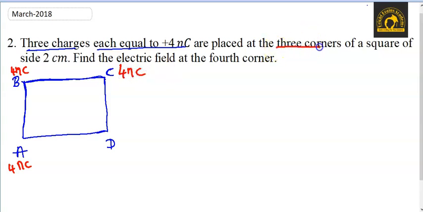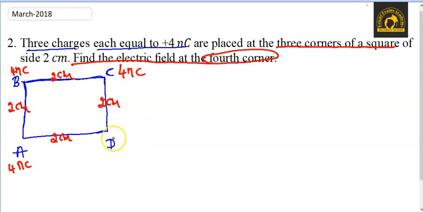They are placed at three corners of a square. The side is 2 centimeter. Now find the electric field at the fourth corner. You have to find out the electric field at the fourth corner.